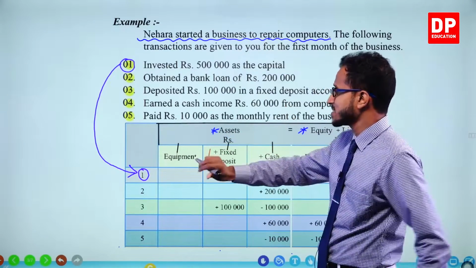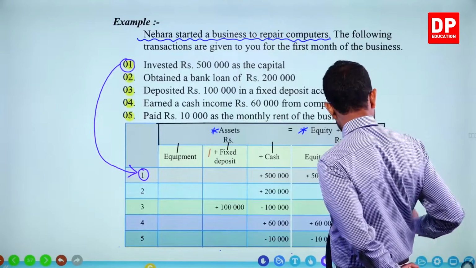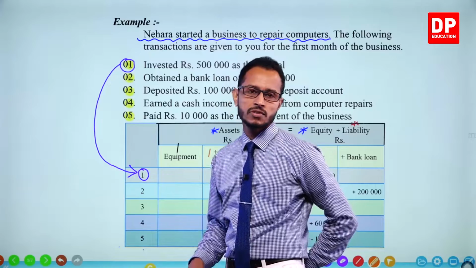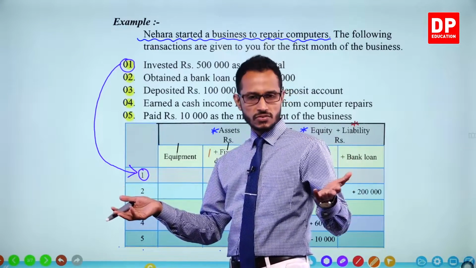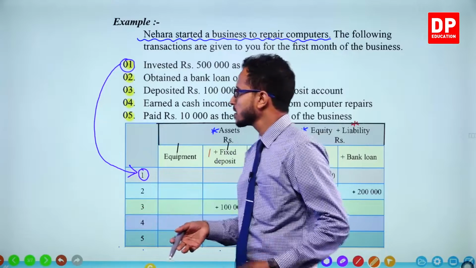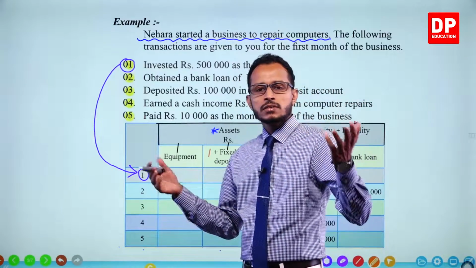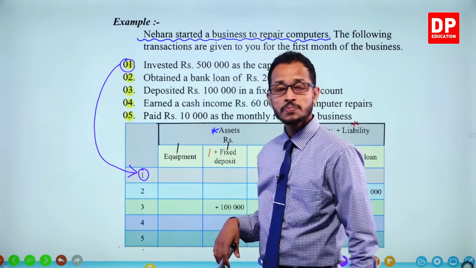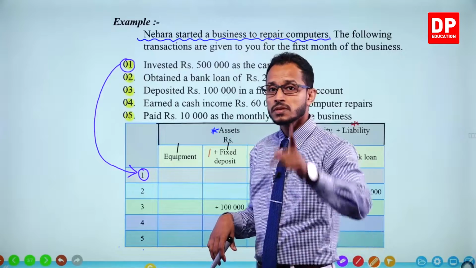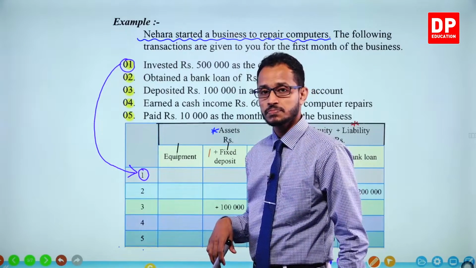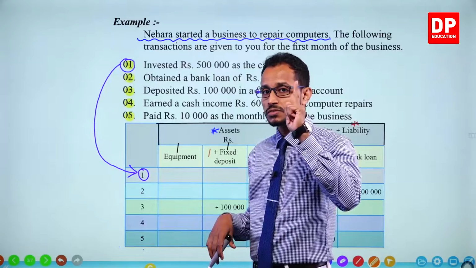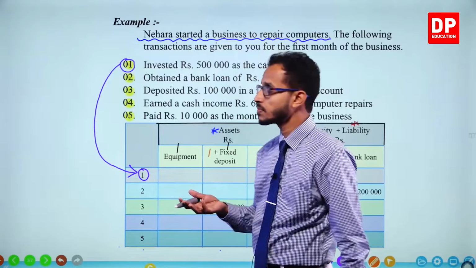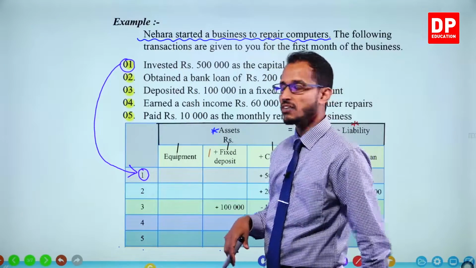Well, first of all, to divide the assets into columns, you must know what assets you have. You must know what assets you have, isn't it? To know what assets you have, you must go through the examination question before doing it. Go through means read out the question. Read out the question very carefully.